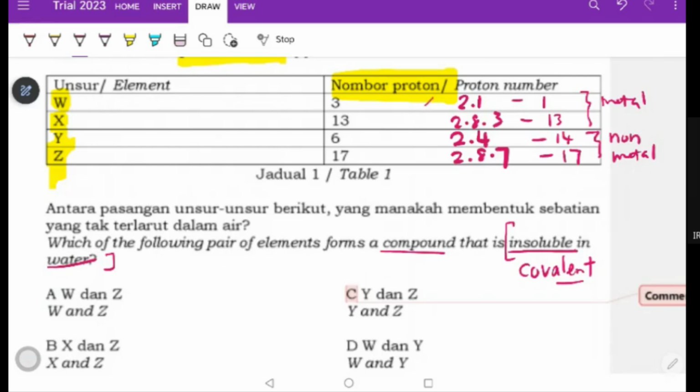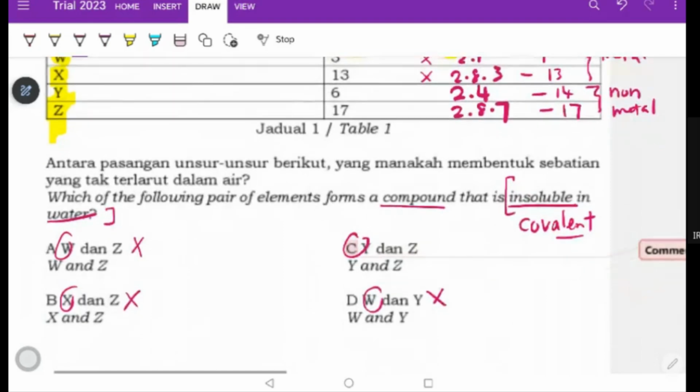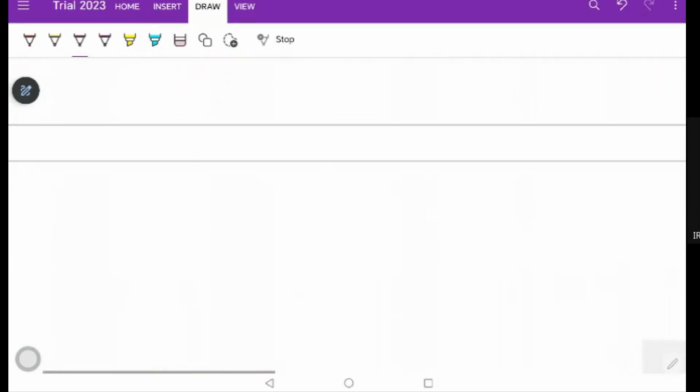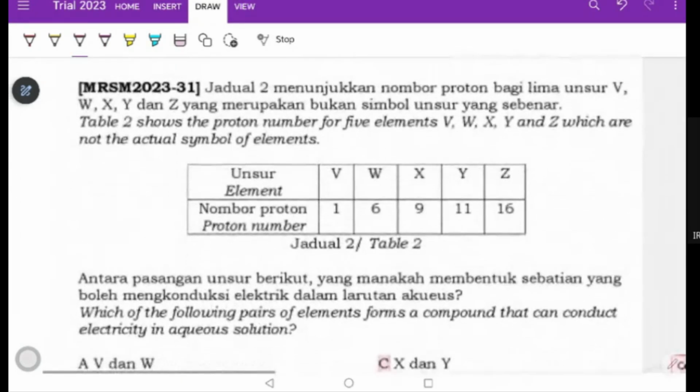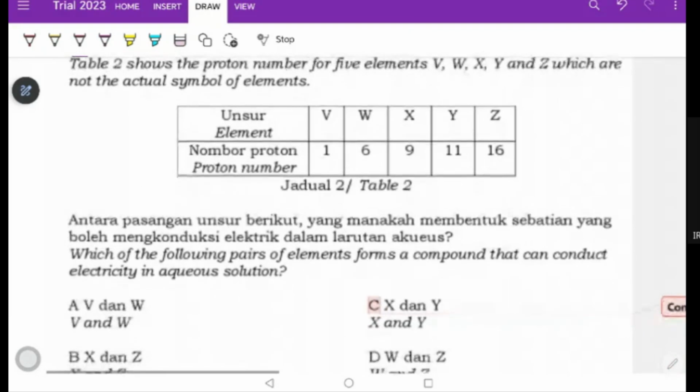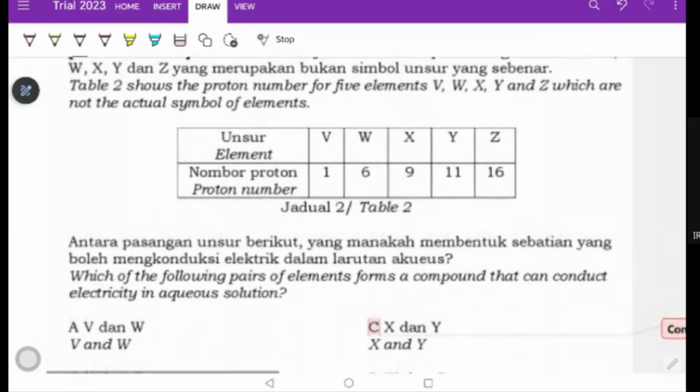So metal will be out already, right? W and X are out. So only Y and Z. Okay, next. This one is also the same. Same technique to answer the questions.